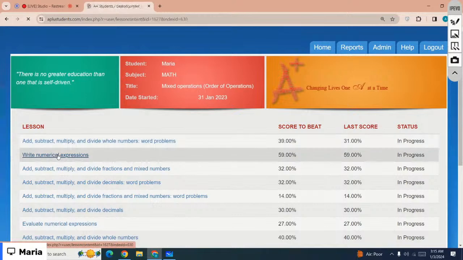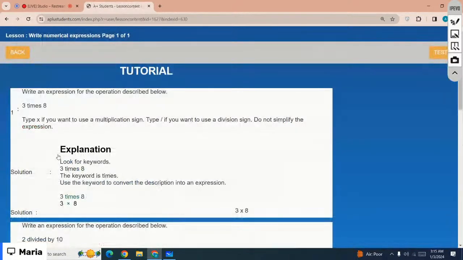Now you are given sentences, right? You have to understand them and write the question in mathematical form, with numbers and operations. For example, your first example is: write an expression for the operations described below, 3 times 8. This is given in the sentence. You have to understand which operation it is and replace it with the operation. 3 times means you need to multiply it by 8, so that is 3 multiplied by 8. Got it? So just understand these words and write it in mathematical form.